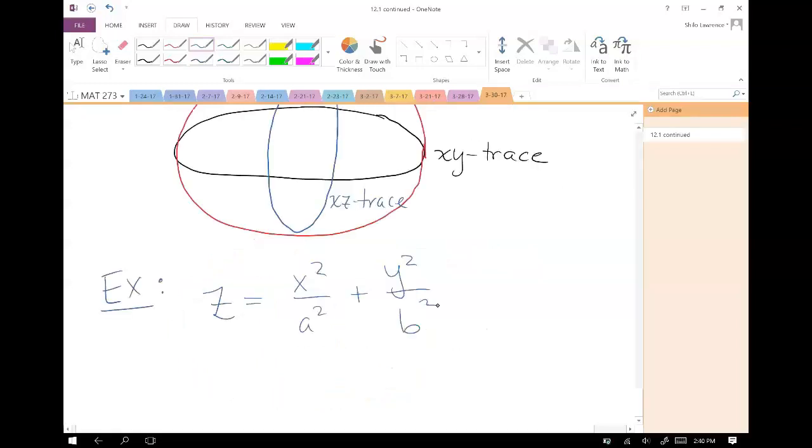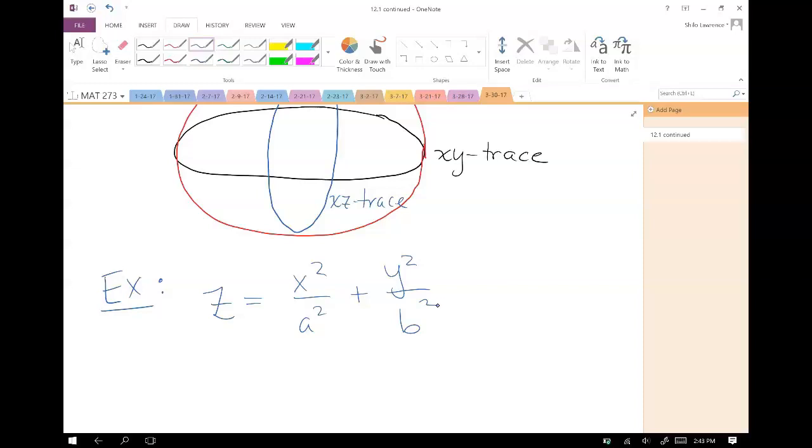I want you guys to try this one. I want you to try to figure out the traces and what it's going to look like. And I've got it up where the z is not squared here, but we could easily turn this around and say x equals z squared over c squared plus y squared over b squared, or y equals x squared over a squared plus z squared over c squared. And that's just going to change the orientation of the graph.